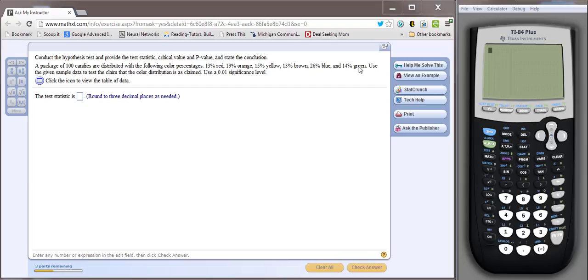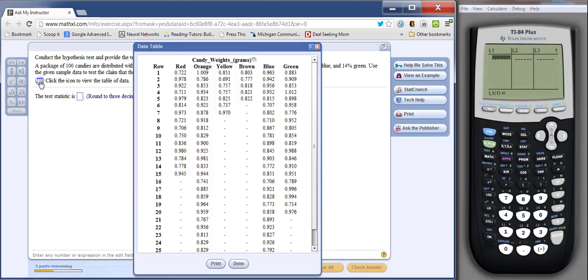So we need to remember that those are the expected frequencies. Now, we need to use the given sample data to test the claim that the color distribution is as claimed. So, let's first go to Stat and Edit, because we know that we're going to enter the observed frequencies in L1 and the expected frequencies in L2. The observed frequencies have to come from the sample data. So let's open the sample data.